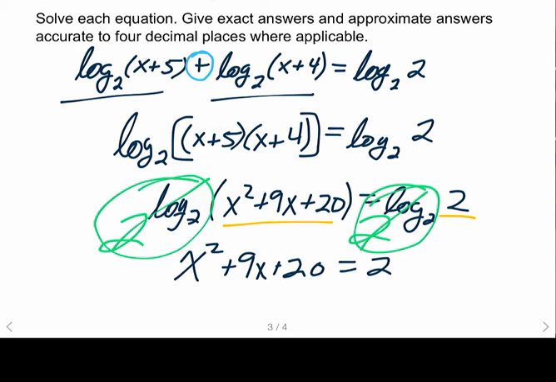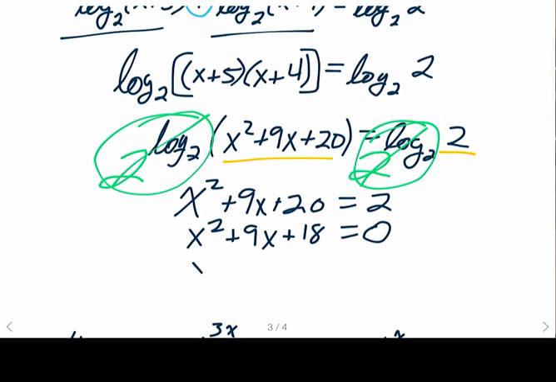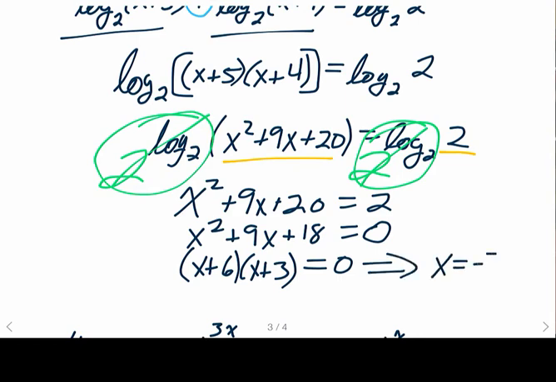That is a quadratic, and so I'm going to get everything on the same side. X squared plus 9x plus 18 is equal to 0. That's going to factor into x plus 6 times x plus 3 is equal to 0. And that gives me that x is equal to -3 or -6.